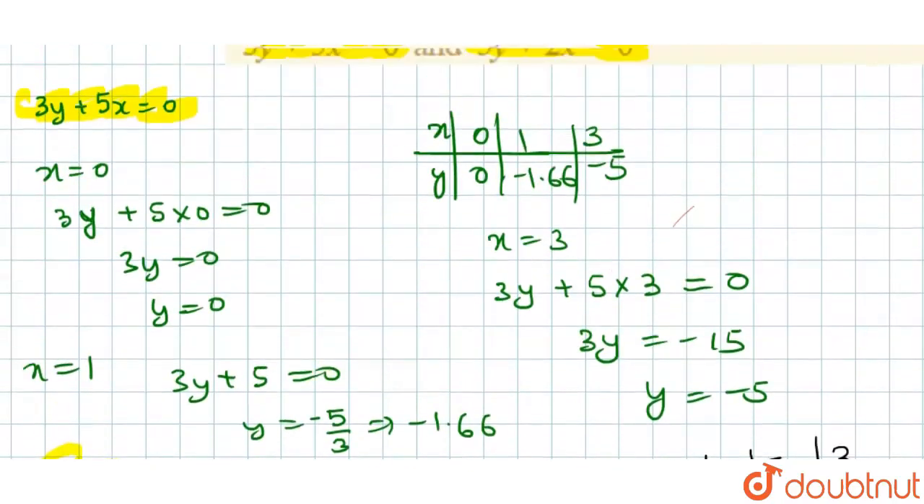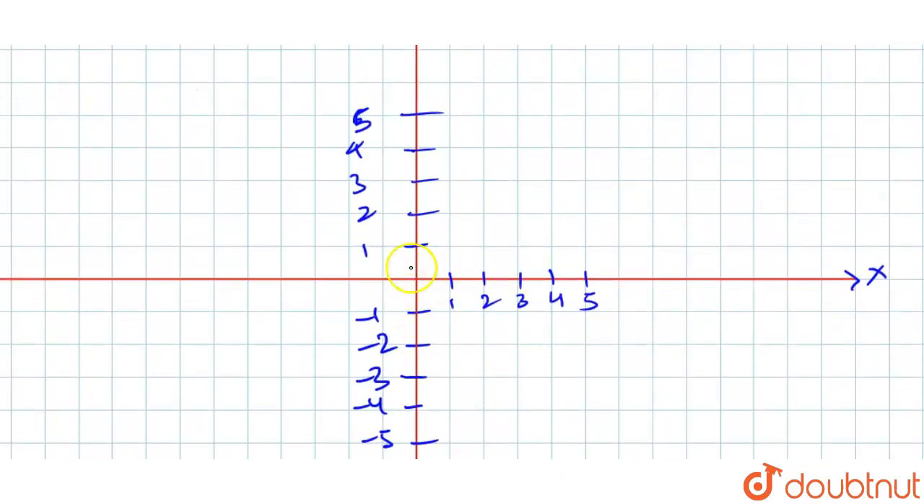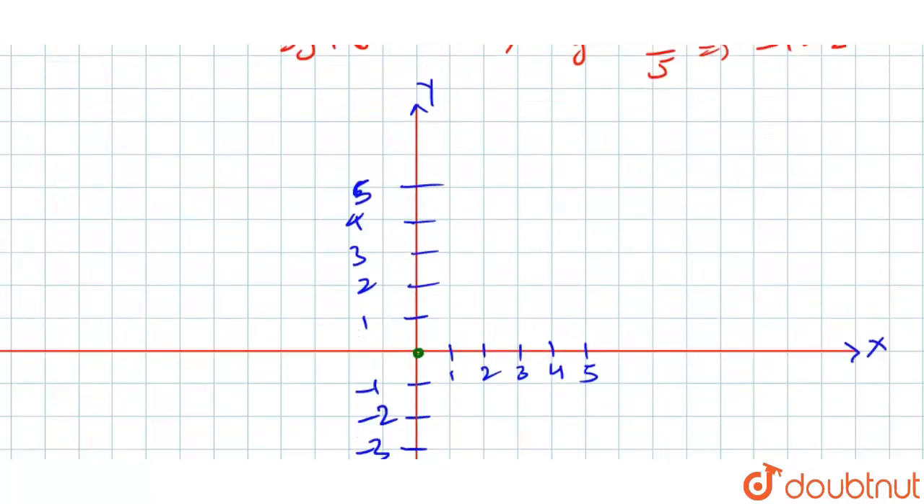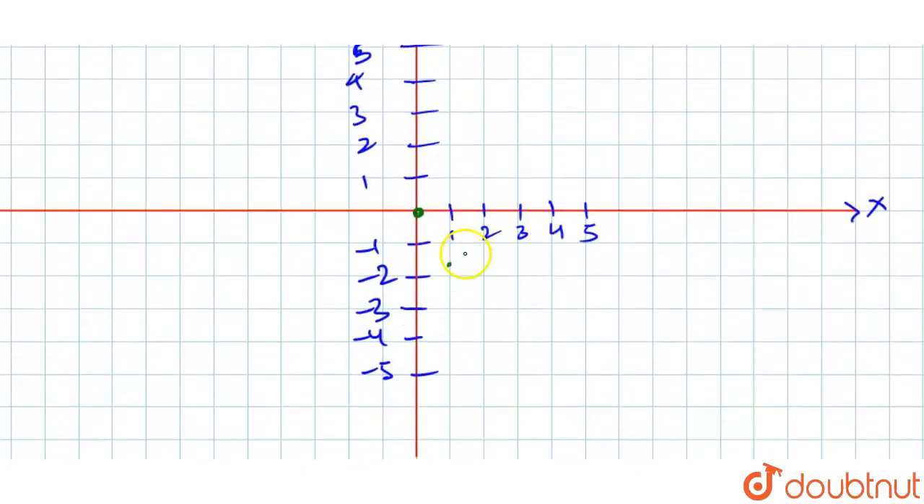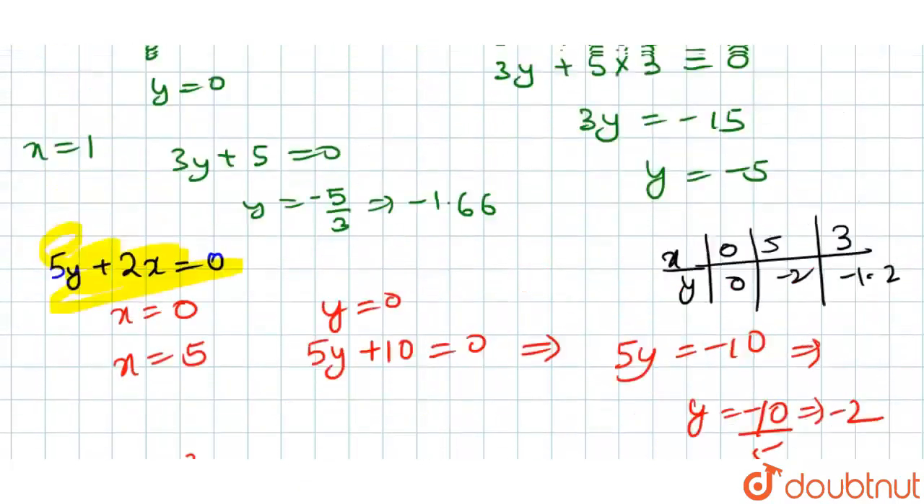For the first line we have 0, 0, x is 0, y is 0. Then we have x is 1 and y is minus 1.66, so x is 1 here and y is minus 1.66 will be somewhere here, right? And the last point is 3 and minus 5. That means x is 3 and y is minus 5, right here. Now we will connect these points. Connecting these points will give us this line, and that is our first line.